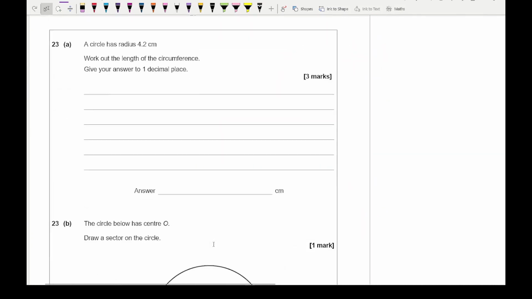Then moving on to question 23a, it says a circle has a radius of 4.2 centimeters. Work out the length of the circumference. Well, the circumference is equal to pi times diameter. So if the radius is 4.2, the diameter is going to be 8.4, and so the circumference is going to be pi times 8.4, and typing that into my calculator, I get an answer of 8.4 pi, and let me just type that in as a decimal.